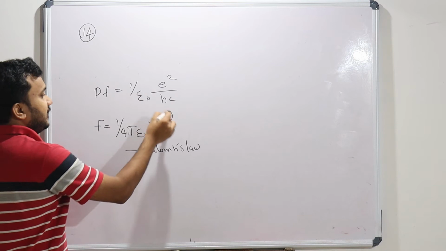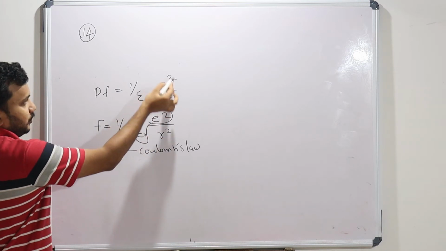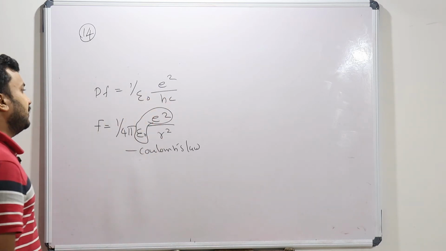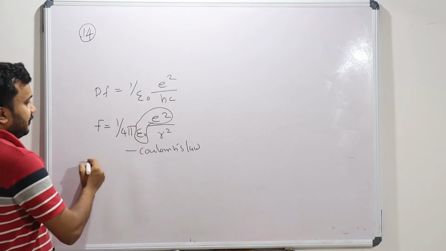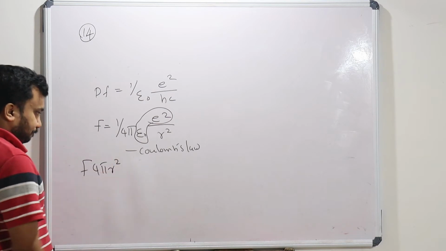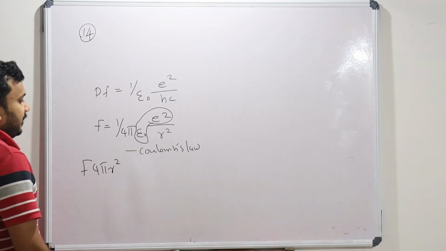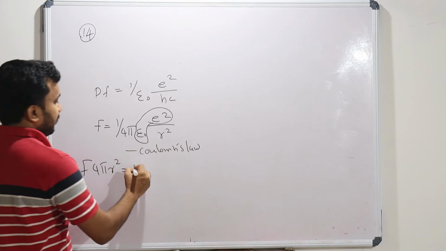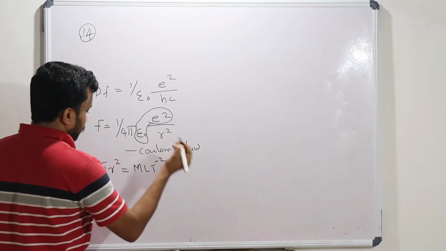If you see here, E square by epsilon 0. If you are taking E square by epsilon 0 and keeping it on the right side, what will you get? F 4 pi R square. What is the dimension formula of F? MLT raised to -2.